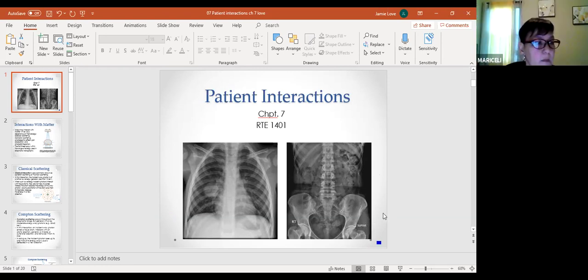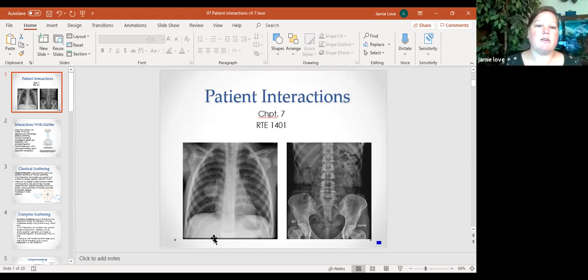So when we're talking about interactions with the patient, we're talking about everything that's going on as those X-rays are passing through the patient, and how do we get these shades, either black, white, or gray, to show up.